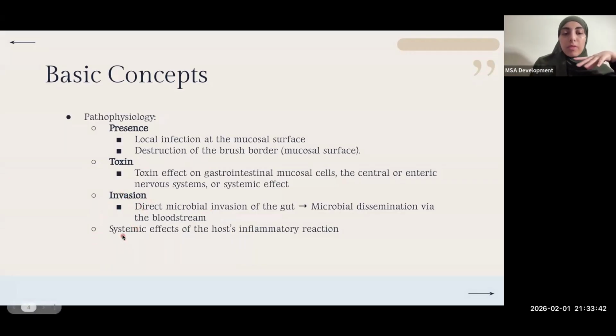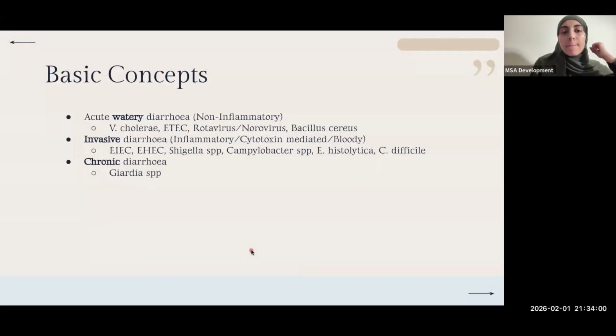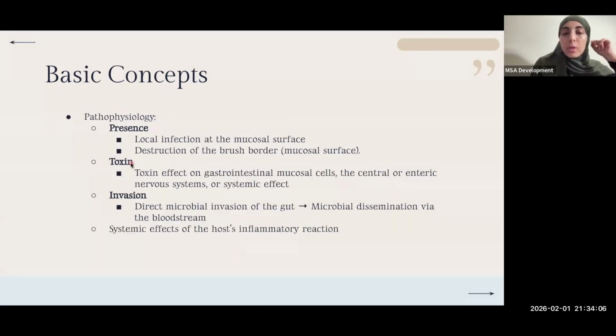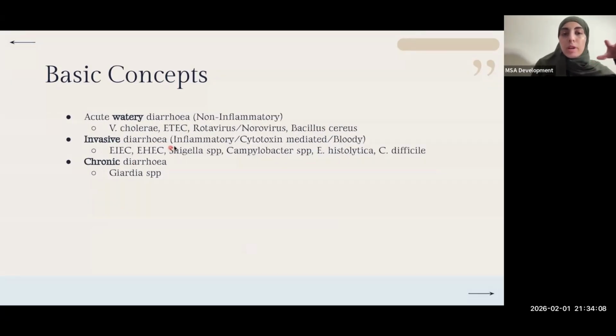Now, we also have the fact that there's an infection and an inflammation, so the host's immune system will start to mount an inflammatory reaction and cause systemic effects. So you have the diarrhea, and you may have other symptoms all around the body that are due to the inflammation that results from the infection. Now, as we said in the previous slide, we have different mechanisms. So each of these mechanisms that we talked about here will result into a different picture of diarrhea.